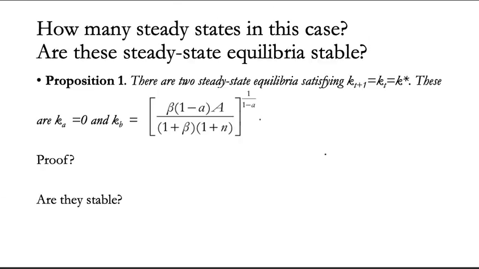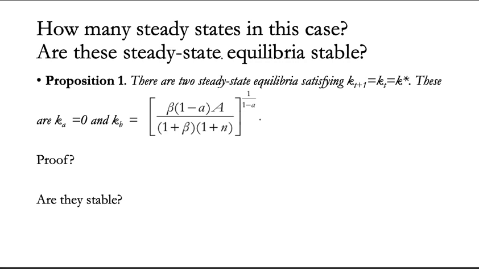Proposition 1. What does it mean by proposition anyway? It is a result from the calculation that we made. This is the way we present results in a theoretical paper. If you have econometrics articles or papers, you don't call it a proposition, you have a results or discussion section. But here we call it proposition.